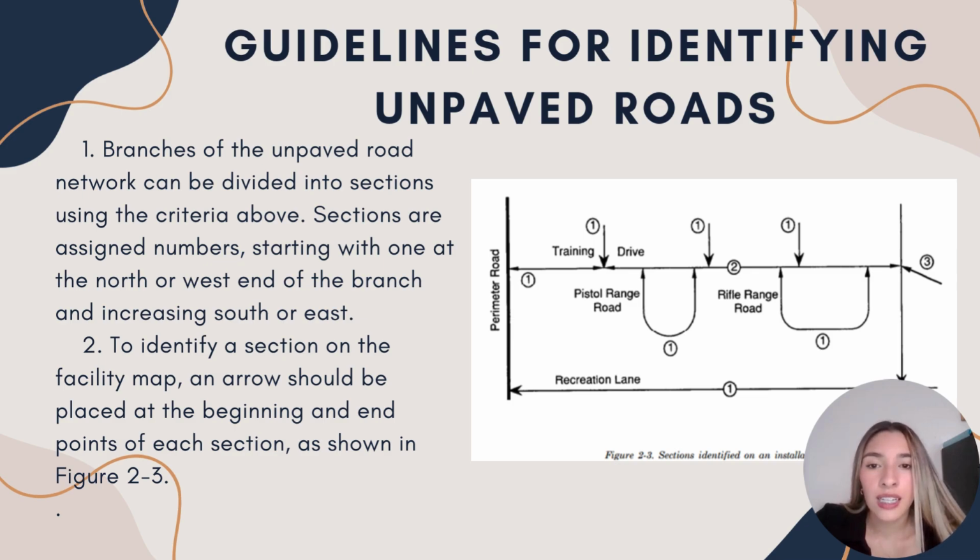Sections are assigned numbers starting with 1 at the north or west end of the branch and increasing south or east. Second, to identify a section on the facility map, a road should be placed at the beginning and end points of each section, as shown in figure 2 to 3.